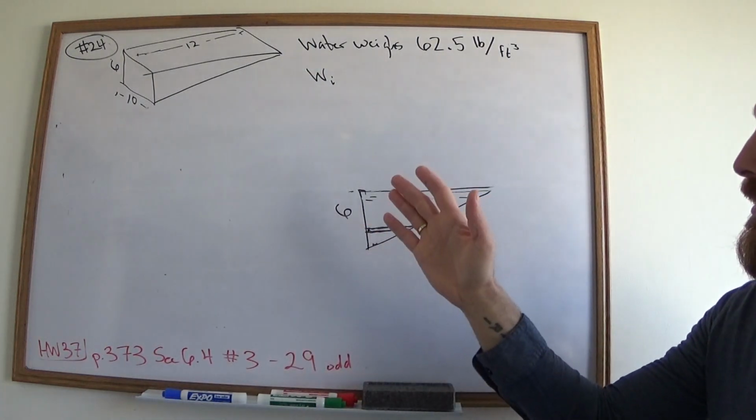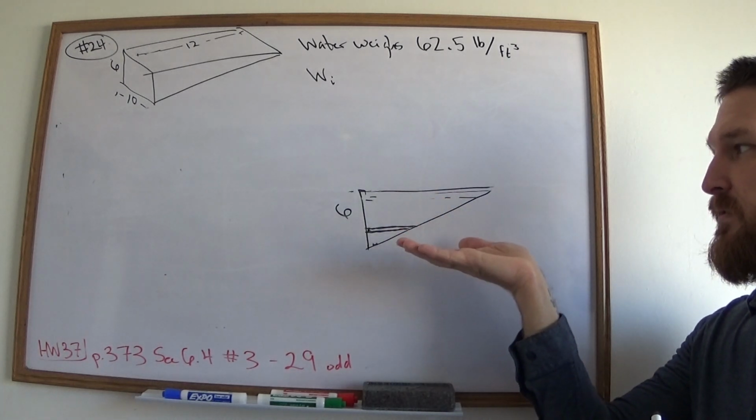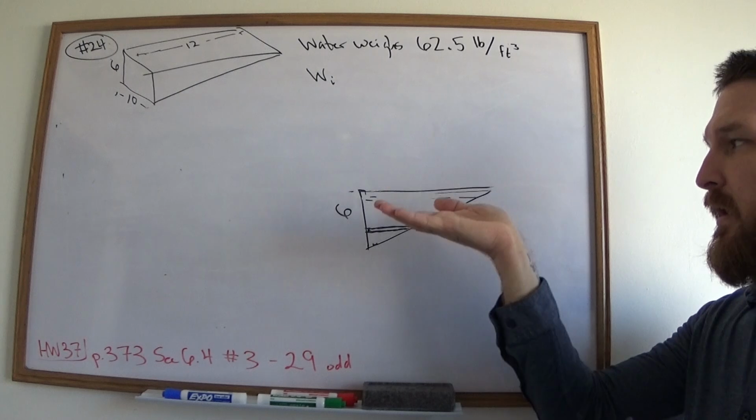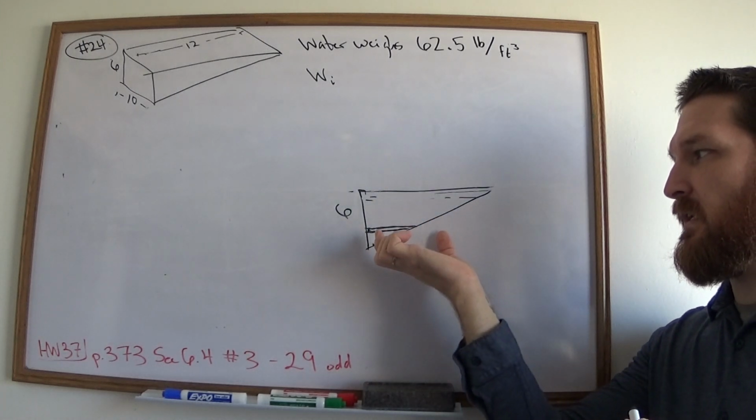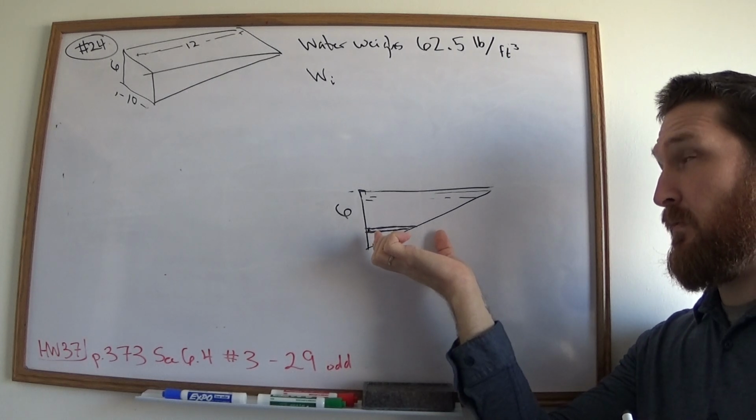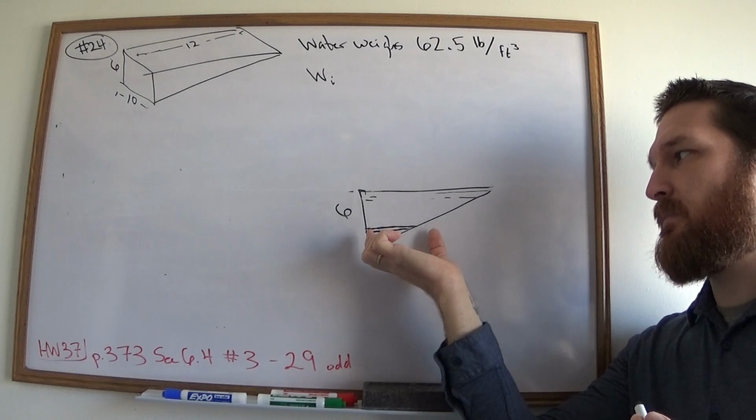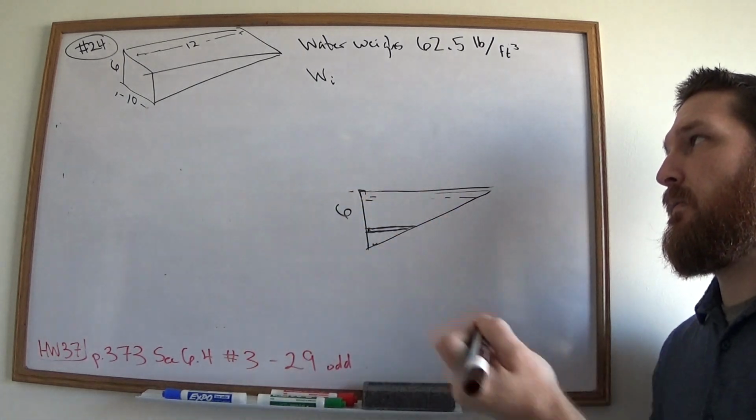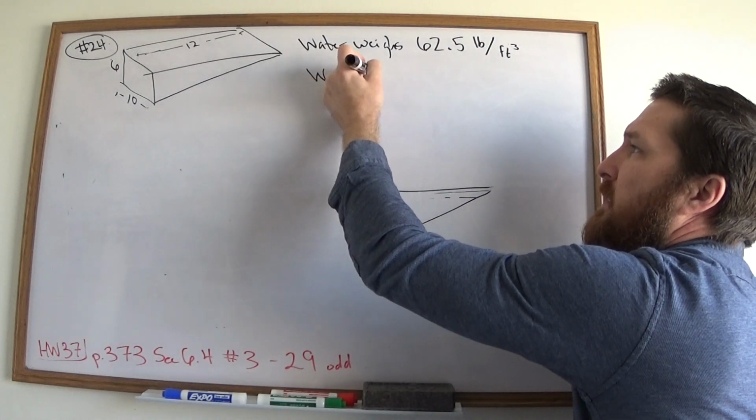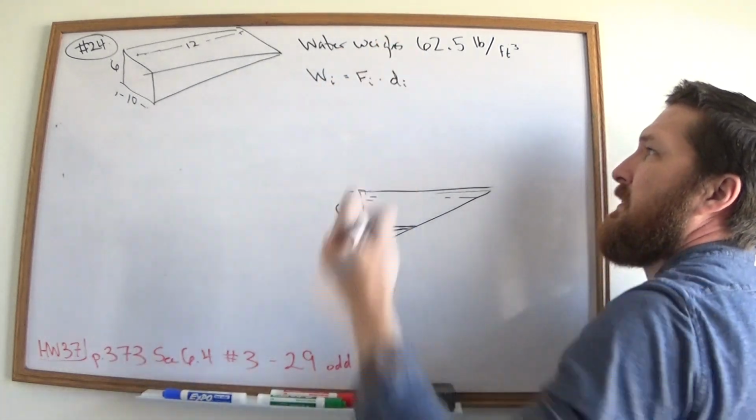And the work is going to be a force times the distance. But the force, in this case, is going to be the mass, or the weight, of this moved through some distance up this way, right? So always it's a force times a distance.